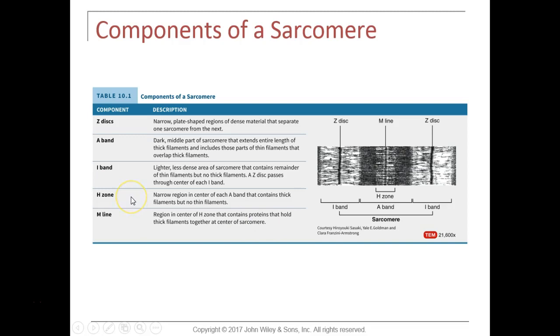So I put in here a little chart. You don't have to worry about the picture, but the picture is kind of nice because here you see the I band, the light band, and so thin filament, actin filament around the Z disc. Then you see the A band, the dark band. In the little middle, you can see the H zone with the M line in it, and then you see another I band. So that's the light and dark and light and dark patterns that we would see. But I really left this in here because it gives you a description of the parts of a sarcomeric unit. So just review that.